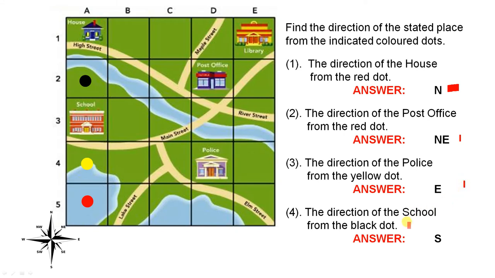The direction of the school from the black dot. There's the black dot. There's the school. If the black dot was in the centre, the school is in that direction, so it's south.